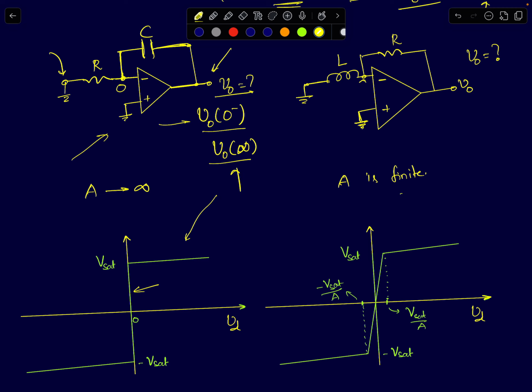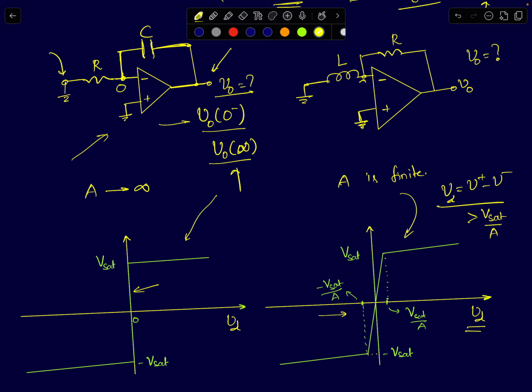The other characteristic is the gain is finite, but with also saturating characteristics modeled into it. So the output will switch to plus Vsat if your differential input voltage, just to recollect, V differential is given by V plus minus V minus, is greater than Vsat by A. Then the output voltage will be saturated to Vsat. Similarly, if your input differential voltage is less than minus Vsat by A, even then the output will be saturated to minus Vsat.